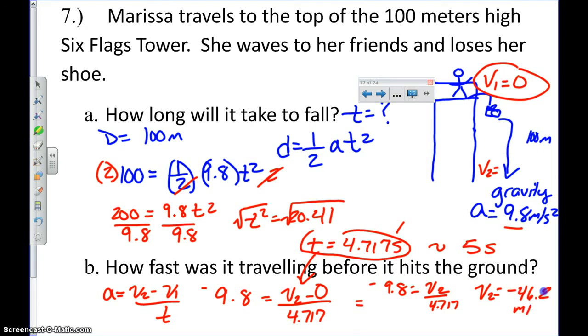46.2 meters per second, which just means I'm falling to the ground at a speed of 46.2. It's negative because I'm falling down. And that's that.